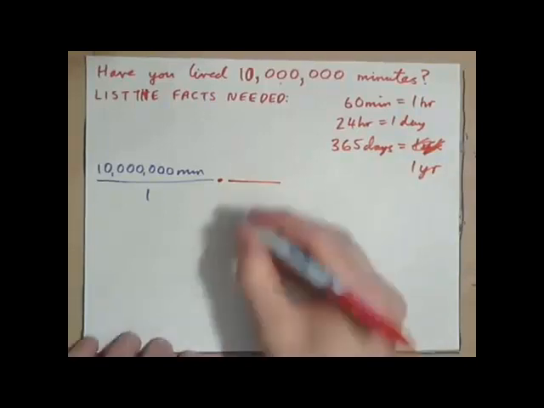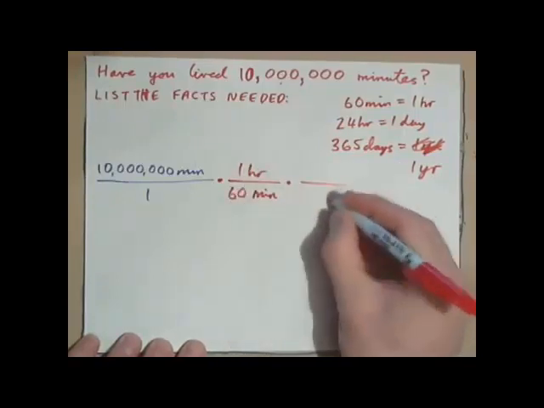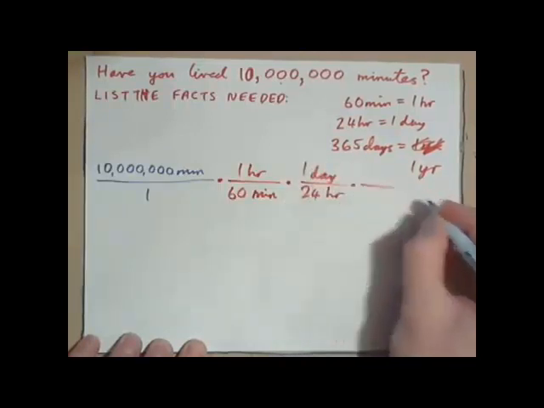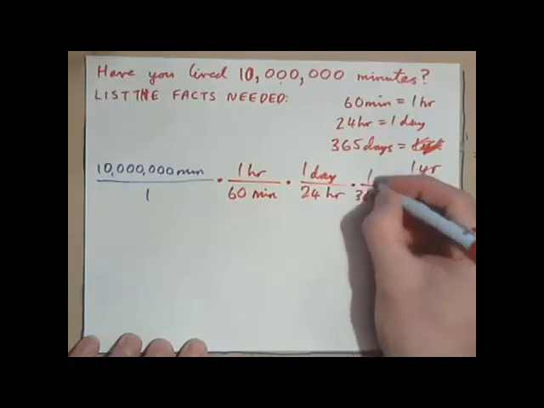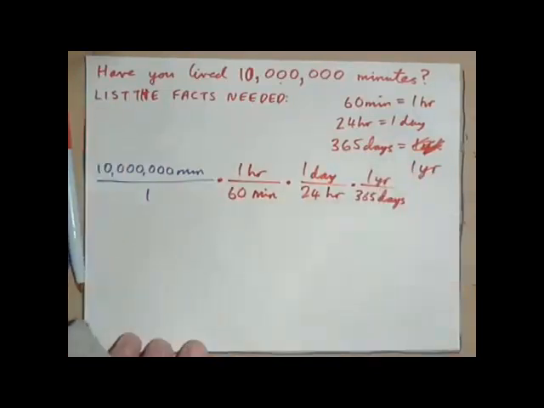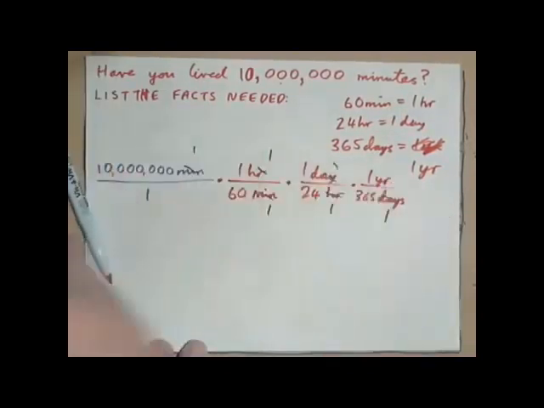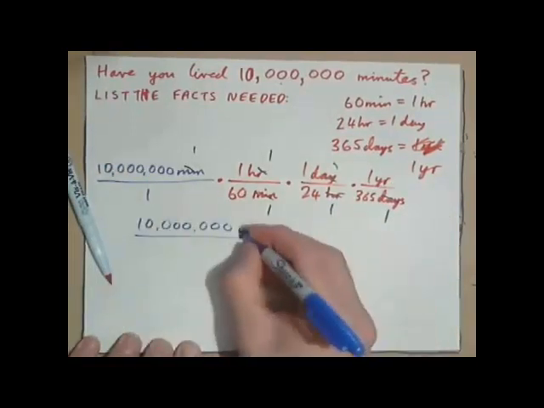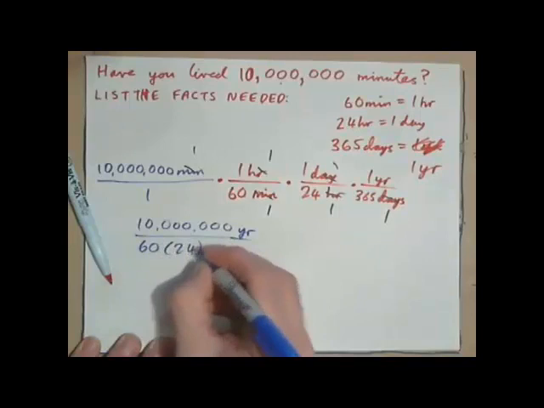So I've done multiply with minutes on the bottom, and 60 minutes is the same as 1 hour. Then get rid of the hours. Hours down here, 24 hours, same as 1 day. And then multiply by days on the bottom. And we have 365 days in 1 YR. So your minutes cross-canceled, your hours cross-canceled, your days cross-canceled, and you got 10 million YR, years, all over 60 times 24 times 365.